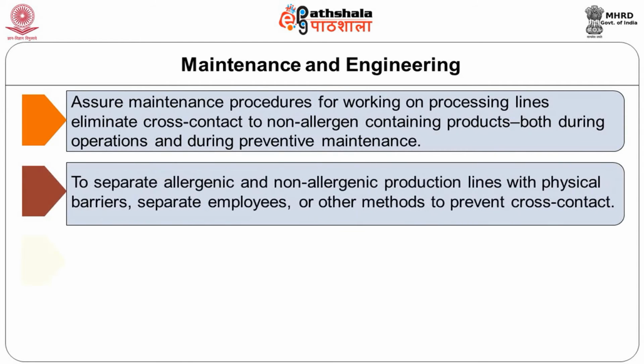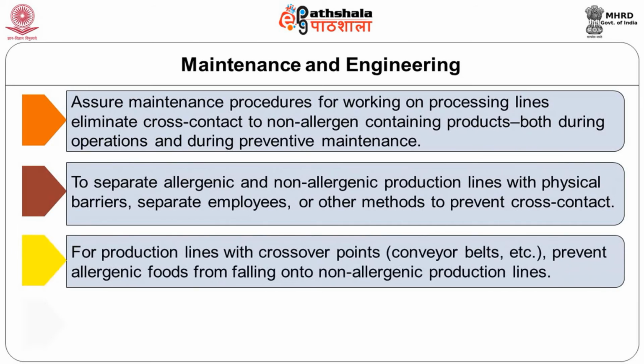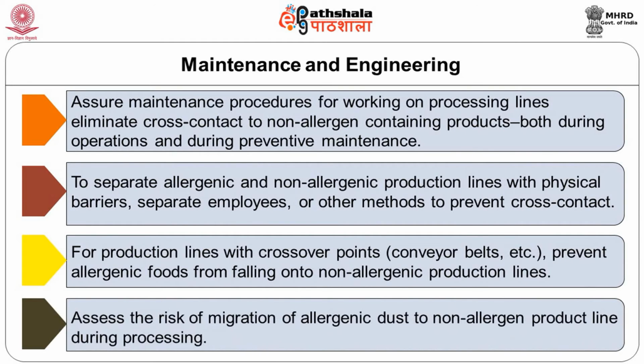Determine the need to separate allergenic and non-allergenic production lines with physical barriers and separate employees and other methods to prevent cross contact. For production lines with crossover points, prevent allergenic foods from falling onto non-allergenic lines. Assess the risk of migration of allergenic dust to the non-allergen product line during processing. These precautions will definitely prevent cross-contamination.